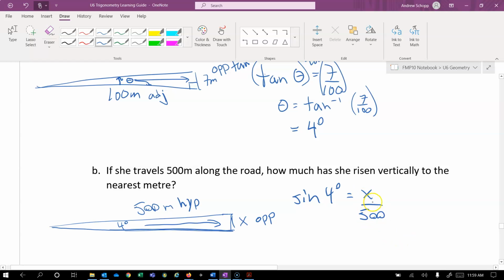And now to solve for x, we just have to undo this dividing by 500. So we multiply by 500 on both sides. And we end up with x is equal to 500 times the sine of 4 degrees. And after putting that in your calculator, you end up with 35 meters.